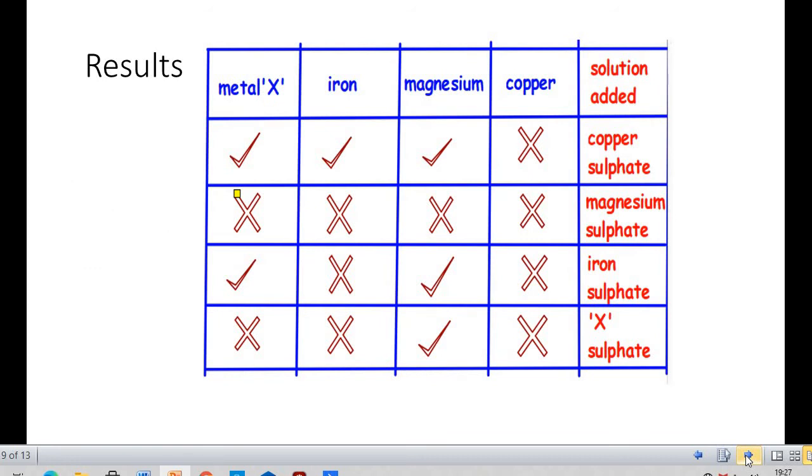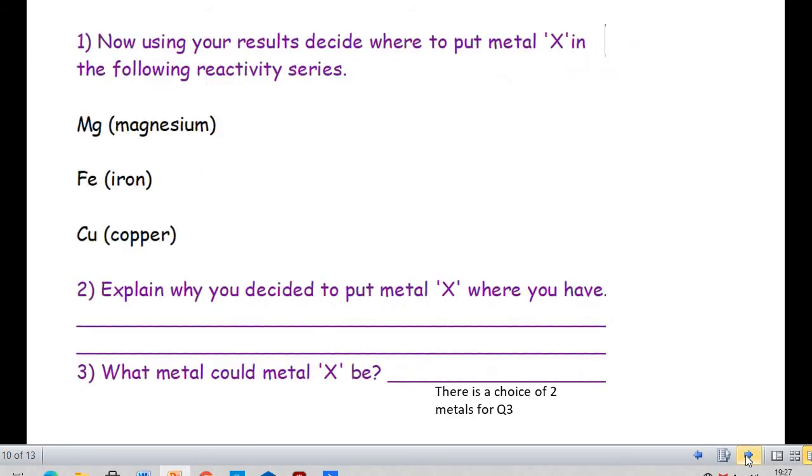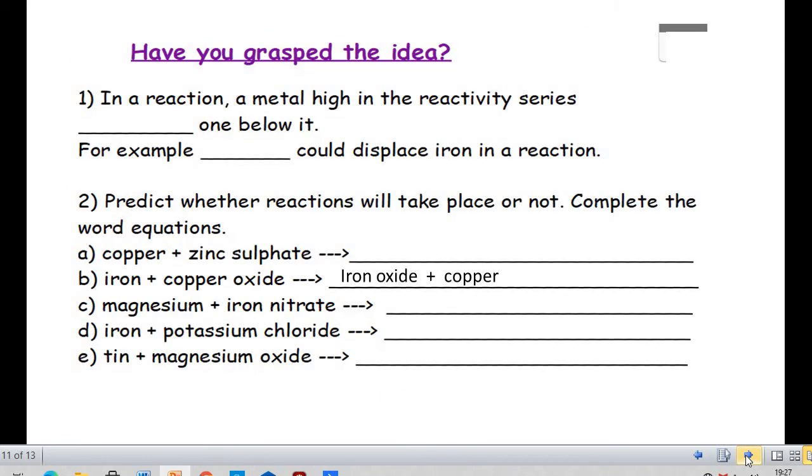So these are the results if you look at the dimple trays on the PowerPoint. And from those results, you should be able to work out where you put metal X in the following reactivity series. You've got magnesium, iron, copper. So look back at your results and decide where you put metal X and what metal X could be. And you will have a choice of two. You won't be able to identify which one it is out of the two, but you should have a choice of two. And then, have you grasped the idea?